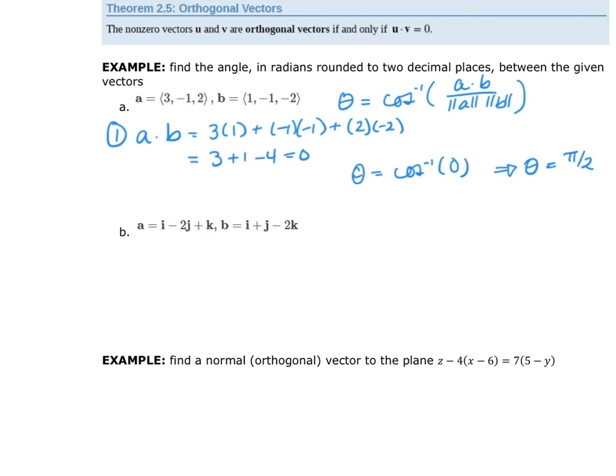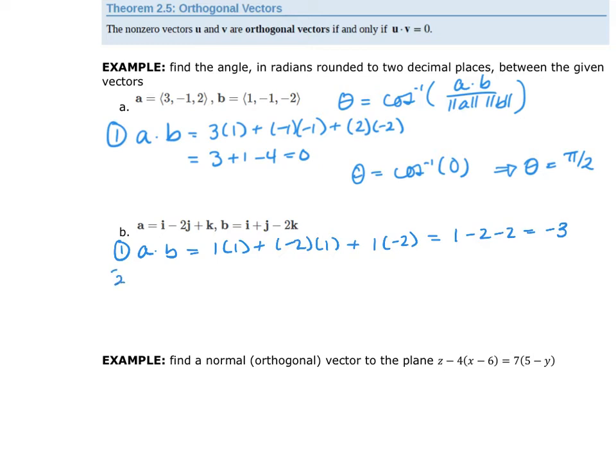Let's take a look at the next example. Of course, I have to find my dot product, a dotted with b. And so it's 1 multiplied by 1 plus the negative 2 multiplied by the 1 plus the 1 multiplied by the negative 2. This gives me 1 minus 2 minus 2, which gives me a negative 3.